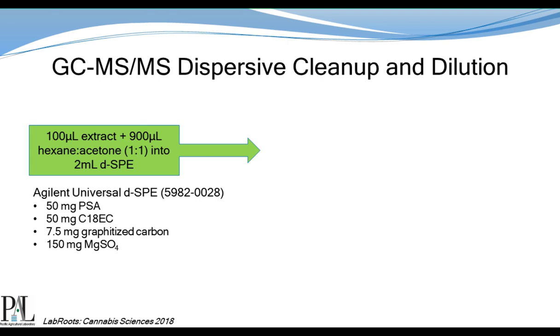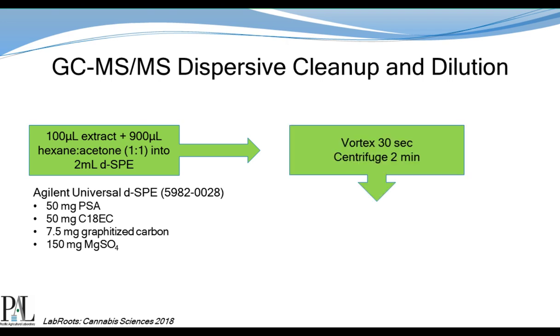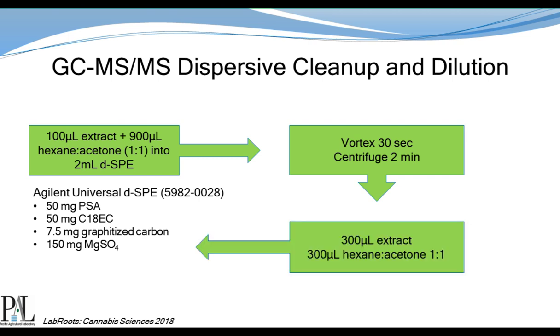So here's kind of the rundown of the extraction. And again, at this point here, we're starting post SPE. So we'll take 100 microliters of our extract, we'll dilute that with 900 microliters of hexane acetone into the 2 mL DSPE cleanup tube, and that is listed below. It's a mix of PSA, end-capped C18, graphitized carbon, and some magnesium sulfate. We'll vortex that for 30 seconds, and we'll centrifuge that for 2 minutes.